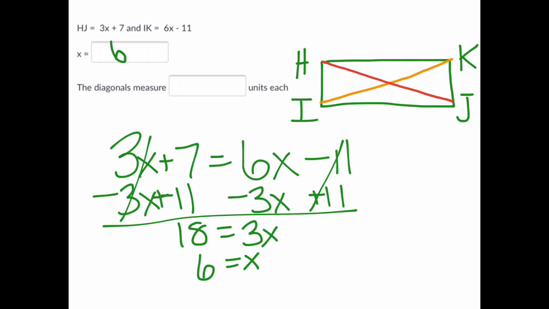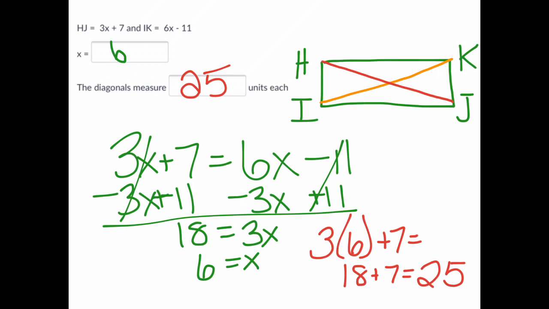Then we take x equals 6 and plug it back in to see how long the diagonals are. Because the diagonals are congruent, it doesn't matter which one you choose. I picked the red diagonal, but you could have chosen the orange diagonal as well. I plugged in the 6 for x, did a little bit of math, and found that the diagonals measure 25 units each.